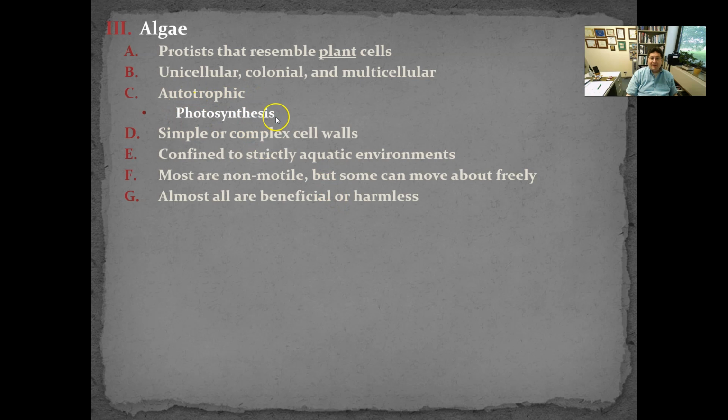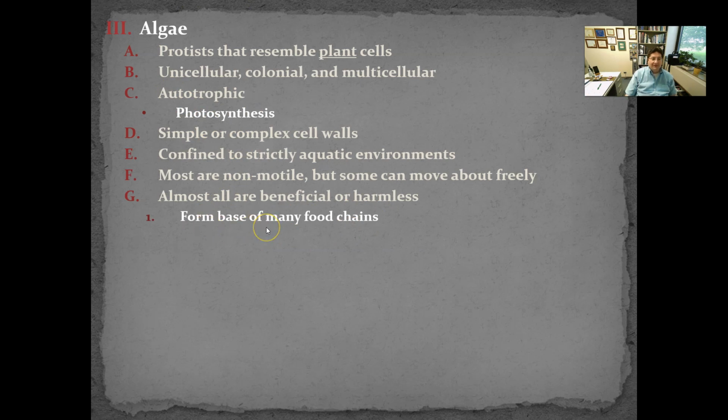I should mention that a waste product of photosynthesis is oxygen. So when the plant takes sunlight and water and carbon dioxide and makes sugar out of it, oxygen is released as a waste. And that's where Earth gets its oxygen from. So almost all are beneficial or harmless.